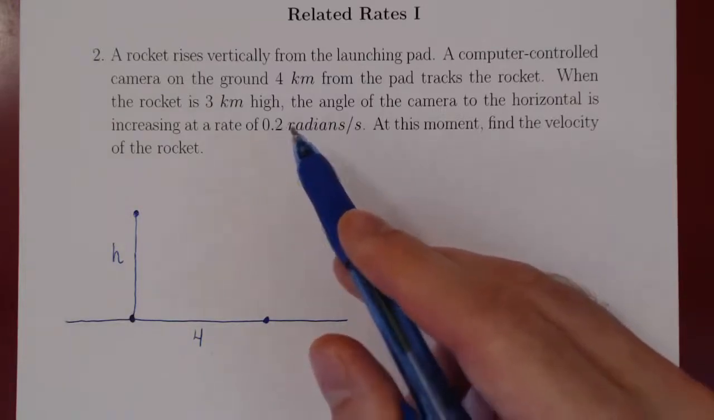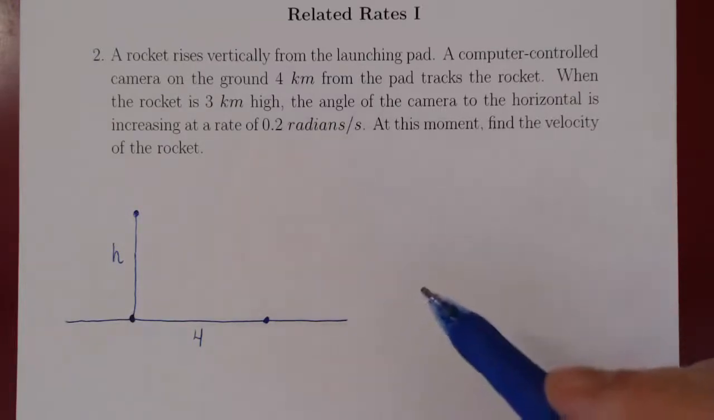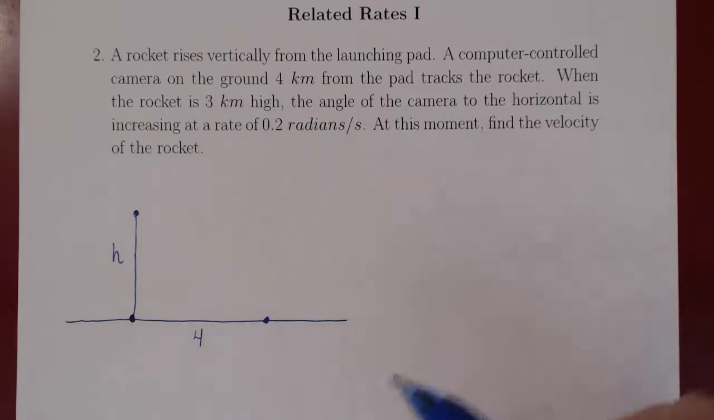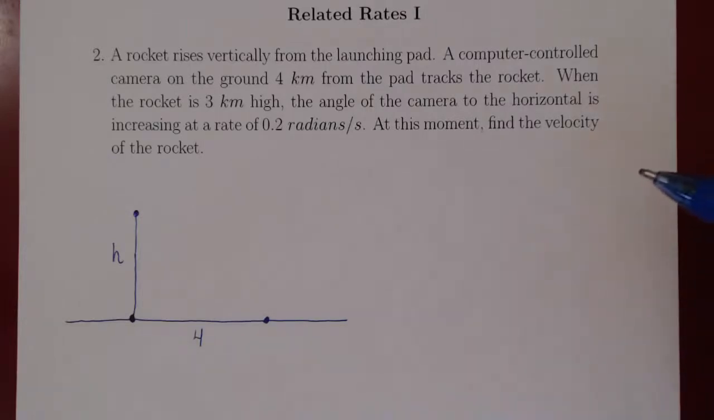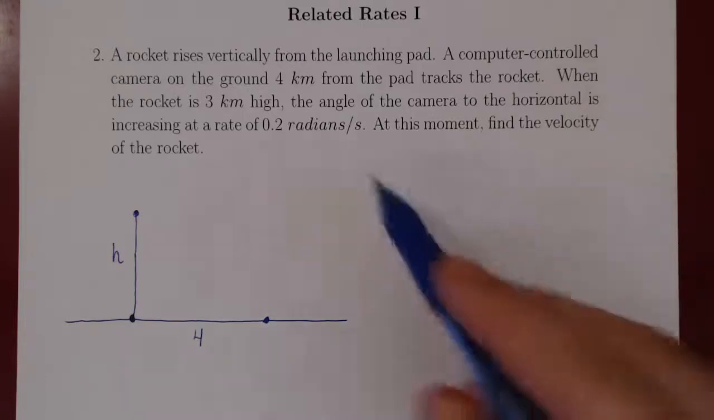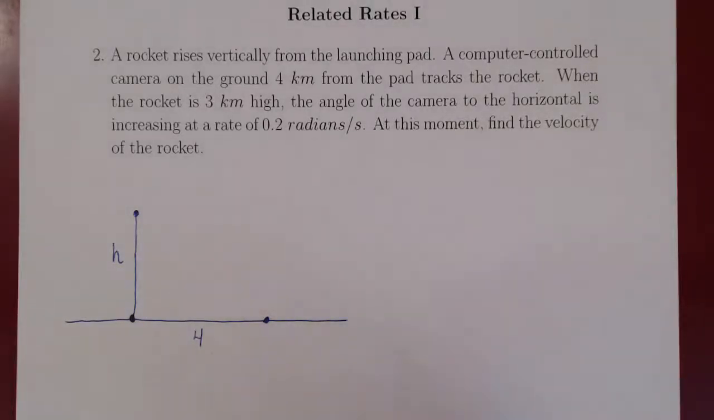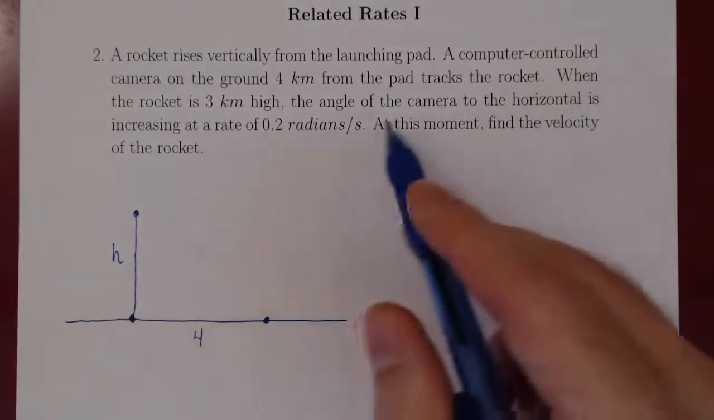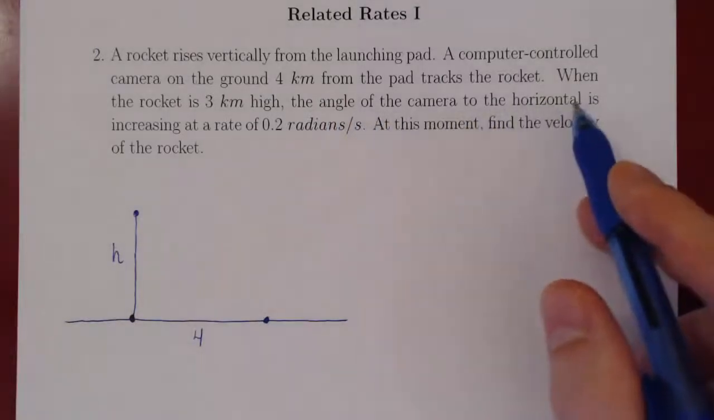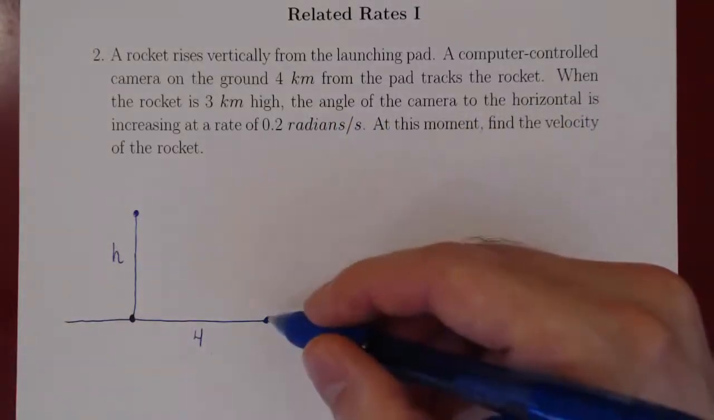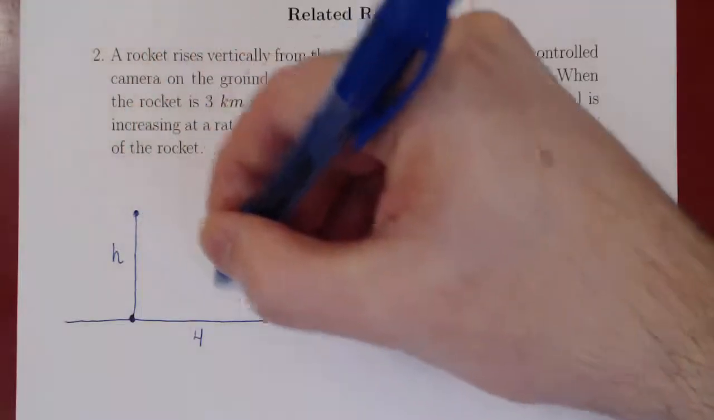And the fact that the angle is given in radians is really, really important. Remember that the formulas we have for the derivative of trigonometric functions are only valid for angles that are in radians. So every time you talk about angles, the odds are you'll be talking about trigonometric functions and their derivatives. So you always have to give the angles in radians. And we're talking about the angle of the camera to the horizontal. Well, again, the camera will always be shooting the rocket.